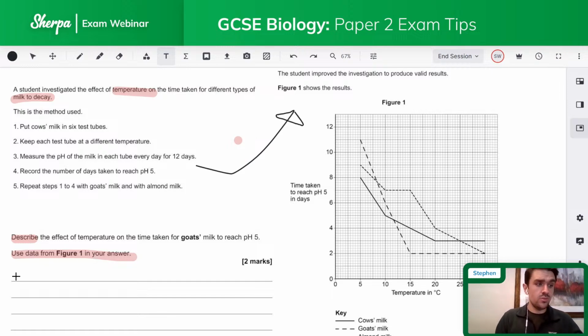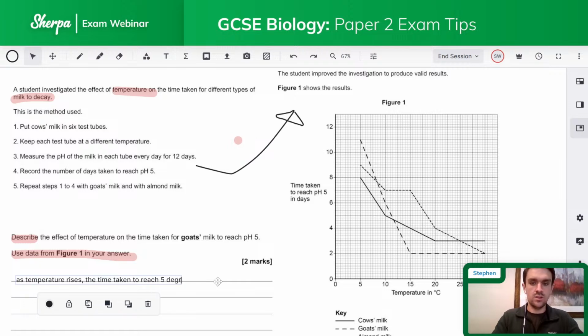What is the effect of temperature? Well, as temperature rises, which we can see on the x-axis, the time taken to reach pH 5 decreases. So we can see that as the temperature rises, the time taken to reach pH 5 decreases. We can even say from 11 days to 2 days. So I can put that in brackets, from 11 days to 2 days.